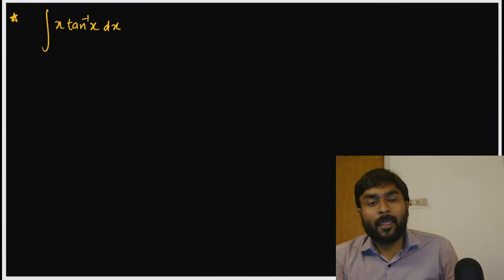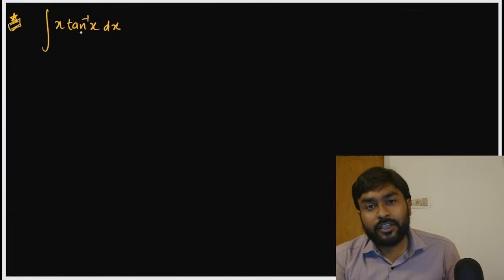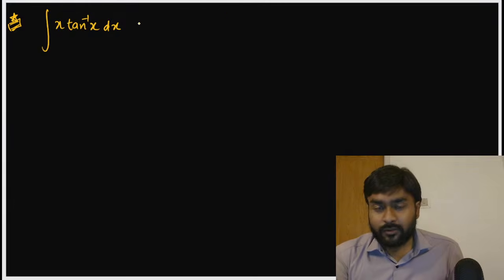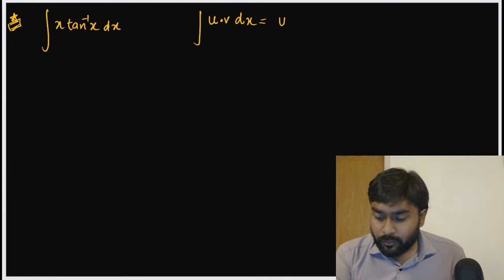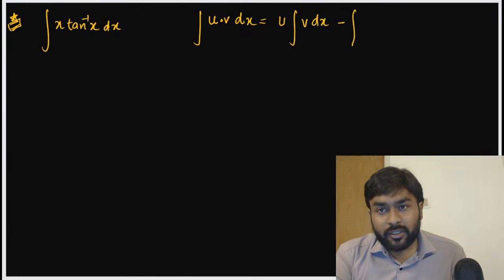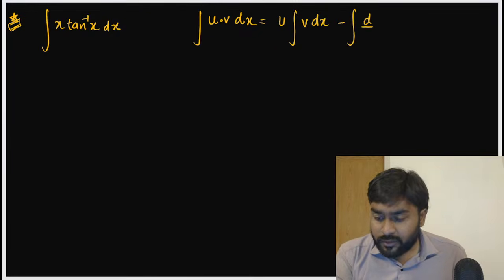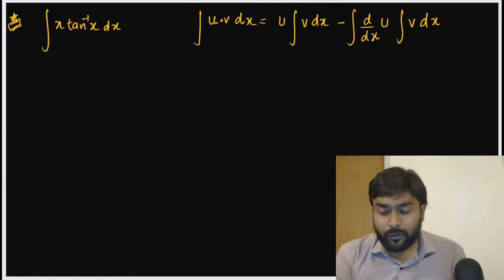So this is also the next question. This came on by parts. One question we already did on this concept, so again I will tell you the formula. The formula says u into v if we are integrating: u integration of v, then we apply minus, then integration of differentiation of u into integration of v. So that is our formula.